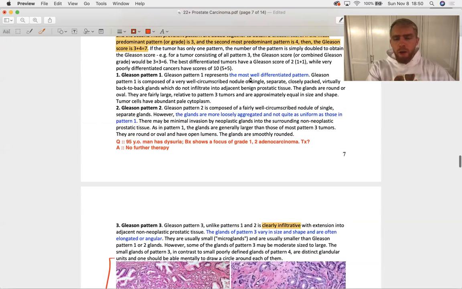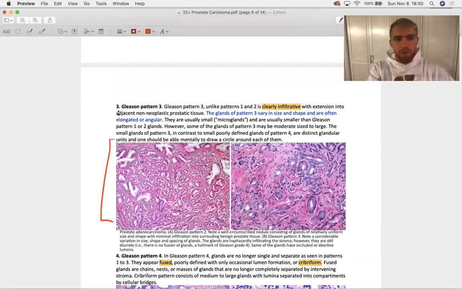Gleason pattern 1 is well differentiated. Gleason pattern 2 is basically the same thing, and I would bet they're not going to ask you a 1 versus a 2. Gleason pattern 3 starts to infiltrate into surrounding tissue.